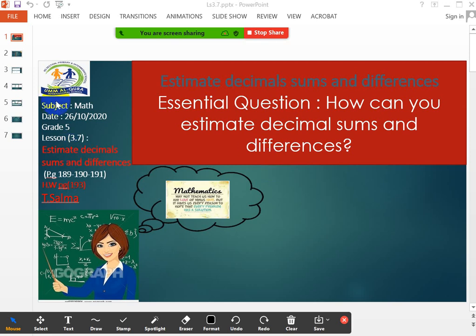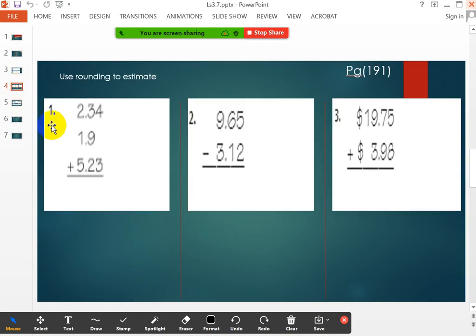I will choose someone of you to help me solve the first exercise. I think yesterday we solved number 1, or not? Exercise number 1, we solved it or not? I want someone of you to tell me we solved number 1, right? Okay, thank you so much. So today we will start with number 2. First thing, I will round the numbers. I will round the decimal numbers. Then I will add or subtract according to the operation here.